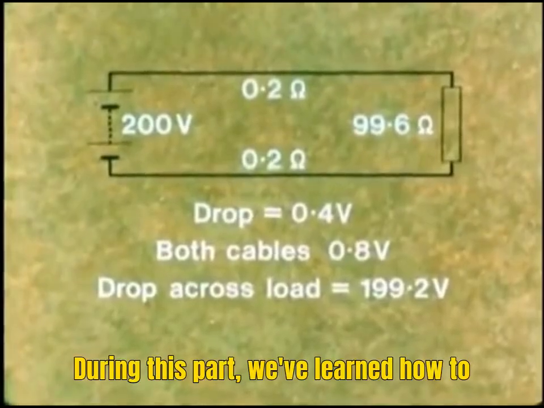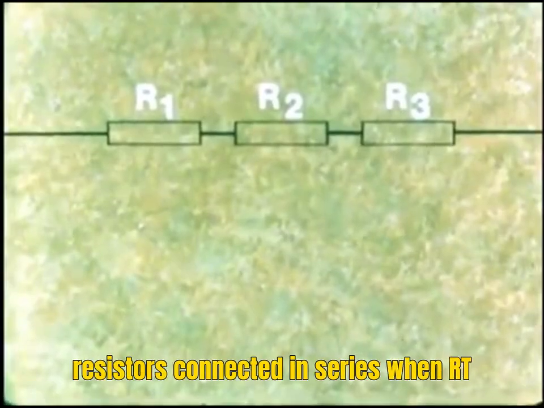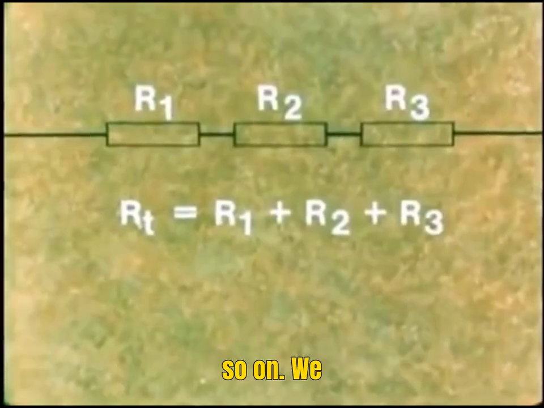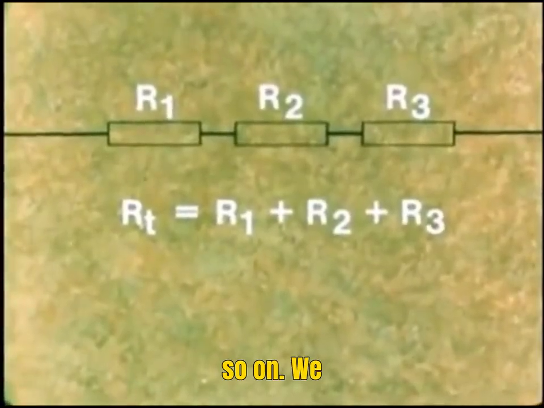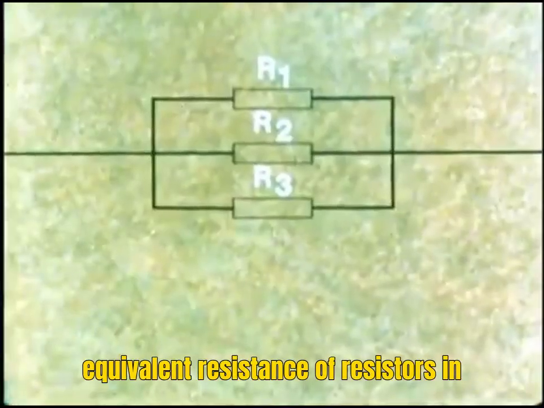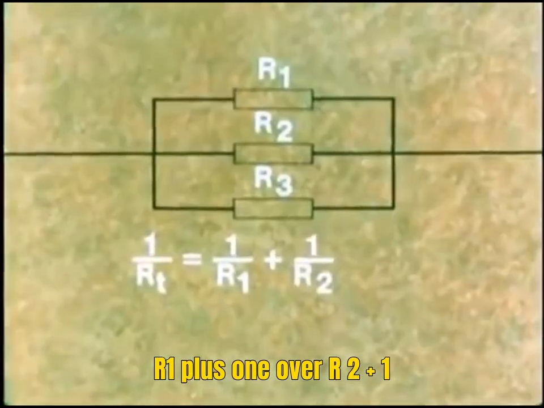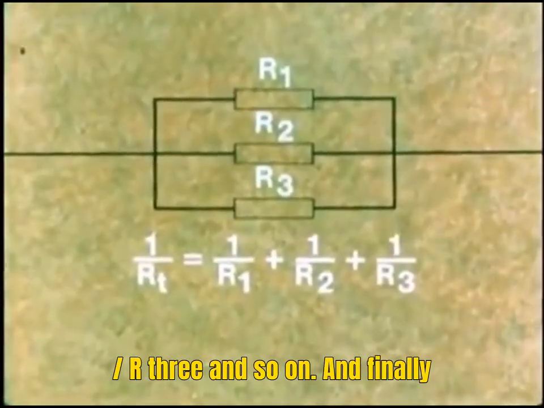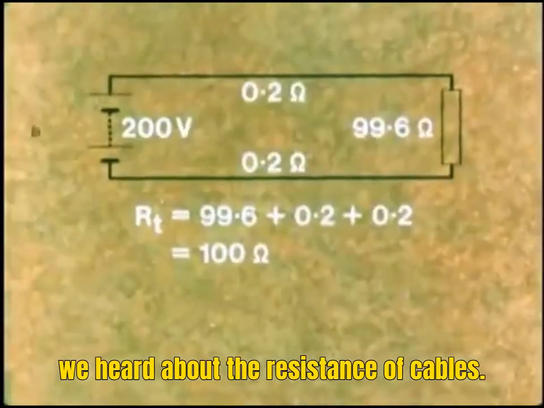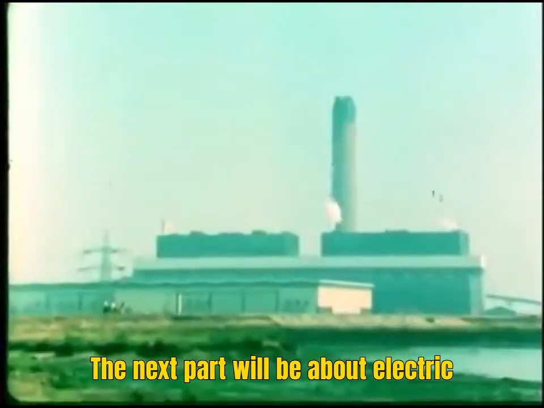During this part, we've learned how to calculate the equivalent resistance for resistors connected in series, when RT equals R1 plus R2 plus R3 and so on. We have learned how to calculate the equivalent resistance of resistors in parallel: 1 over RT equals 1 over R1 plus 1 over R2 plus 1 over R3 and so on. And finally, we heard about the resistance of cables. The next part will be about electric power.